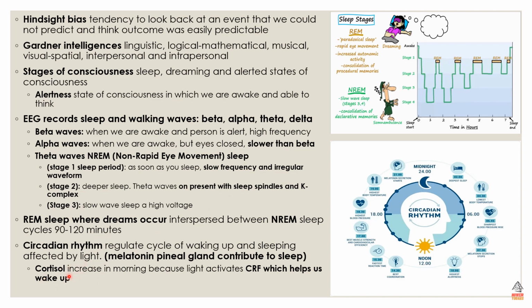Next, you have the circadian rhythm, which regulates the cycle of waking up and sleeping, and it's affected by light. So let's say you're going to sleep at like 11. Melatonin is produced by the pineal gland to contribute to sleep, and it's produced throughout the night. Then as soon as it's time for you to wake up, melatonin stops, and cortisol increases in the morning because of light. Let's say you have your window open or someone turns on the light, and cortisol increases in the morning and activates CRF, which helps us wake up.